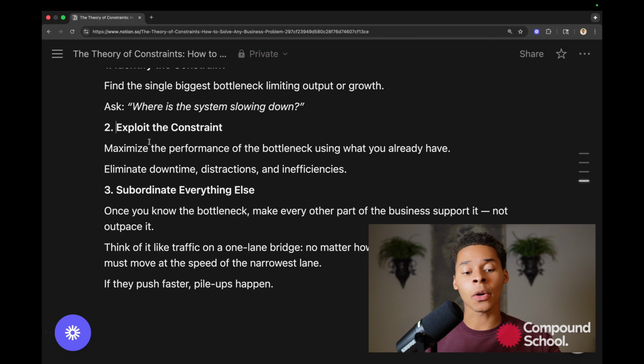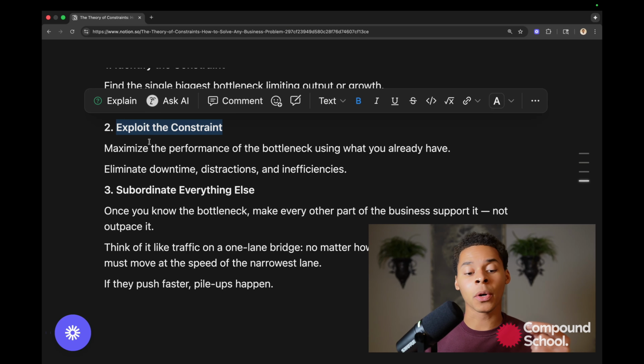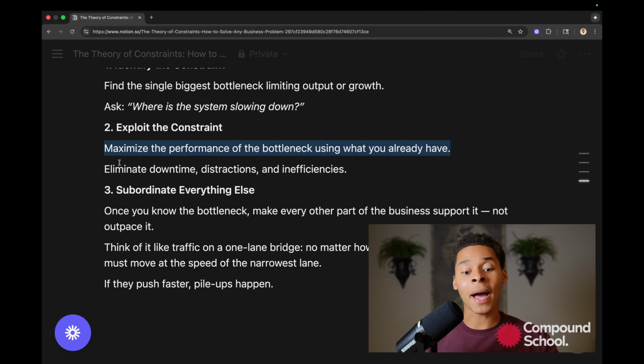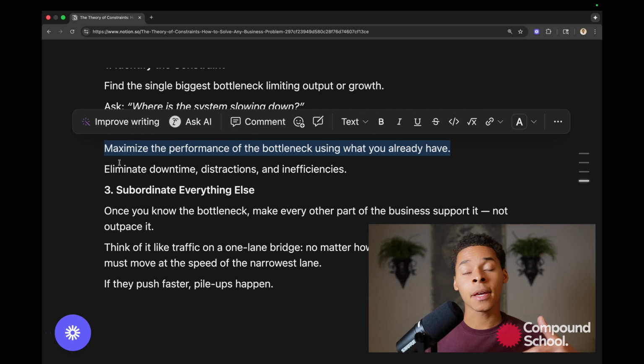After we've identified our constraint, we want to exploit it. This means that we need to maximize the performance of the bottleneck using what we already have. So in our case here, we are having issues with the sales conversion process. In order to exploit the bottleneck, we need more sales assets or maybe testimonials. Anything that's going to convert more leads into paying customers.